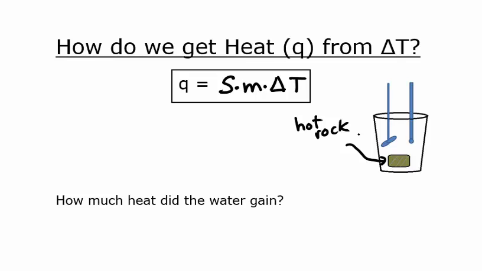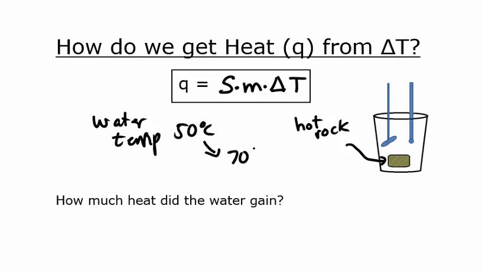All right, so we're going to say that the water temperature initially is at 50 degrees C, and it goes to 70 degrees C as a result of putting the hot rock in. So we start with water in this container. It's 50 degrees C. We put the hot rock in. When it's done changing temperature, it's 70 degrees C. All right, and let's further say that we have 100 grams of water. So now let's do some calculations.